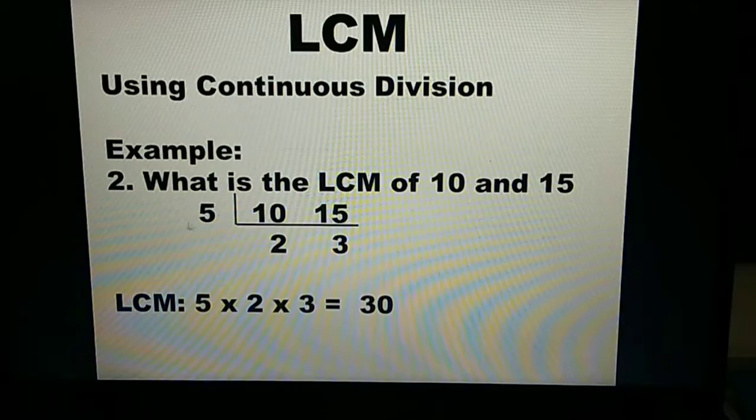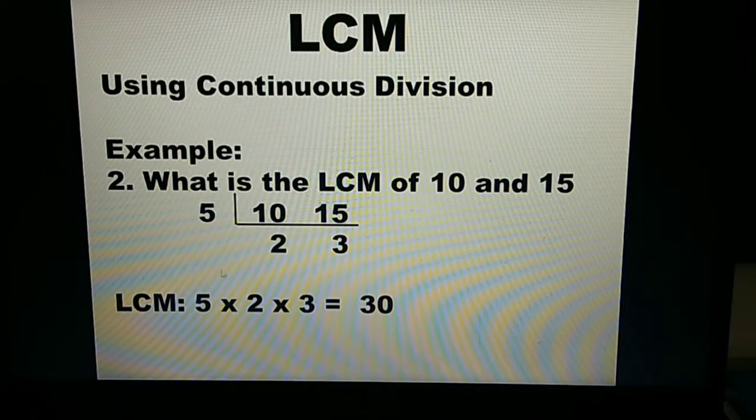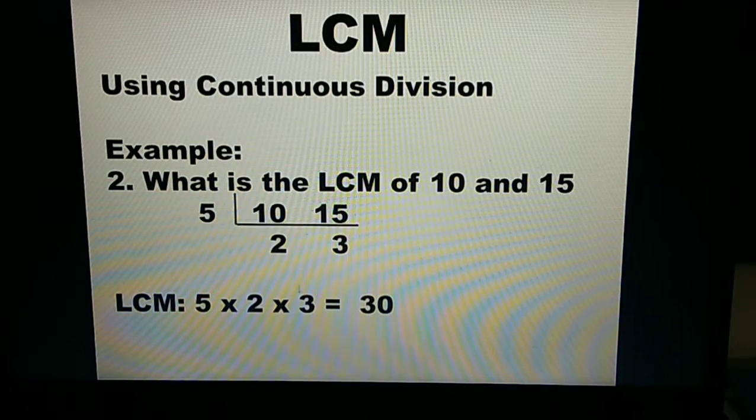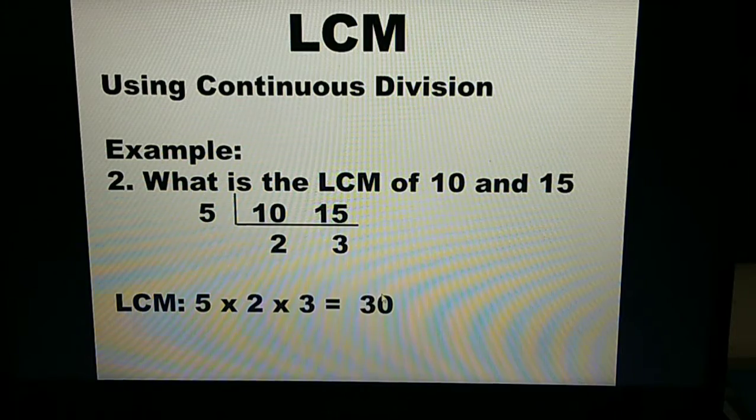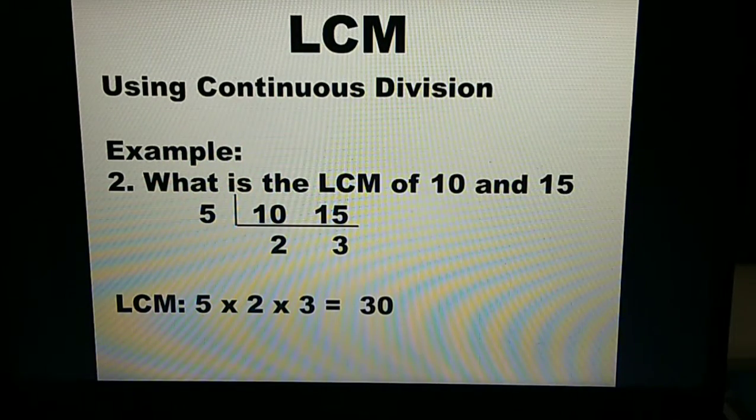Therefore, the numbers to the left are the common factors, and the numbers at the bottom part, let us multiply: 5 times 2 times 3, which is equal to 30. This is our least common multiple.